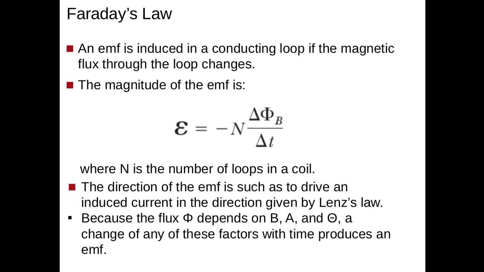The flux depends on three things: the magnetic field changing, the area vector changing, and the angle between those two vectors changing. Basically our examples are going to contain one of these quantities changing over some time interval. We're going to calculate the change in flux, and then if we're given the number of loops, and a time interval, we can calculate the induced voltage.